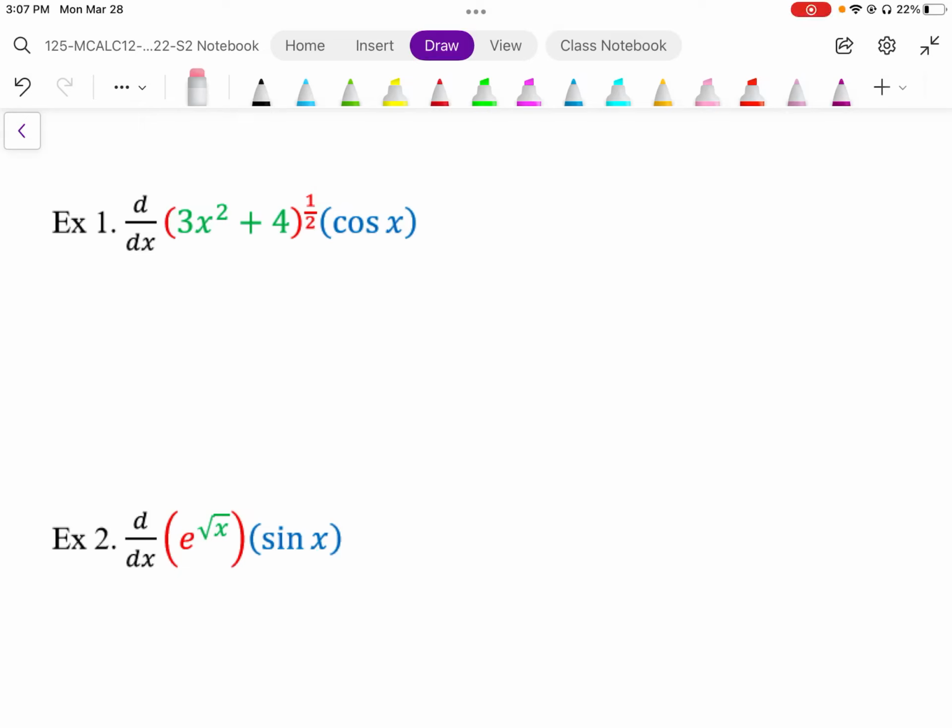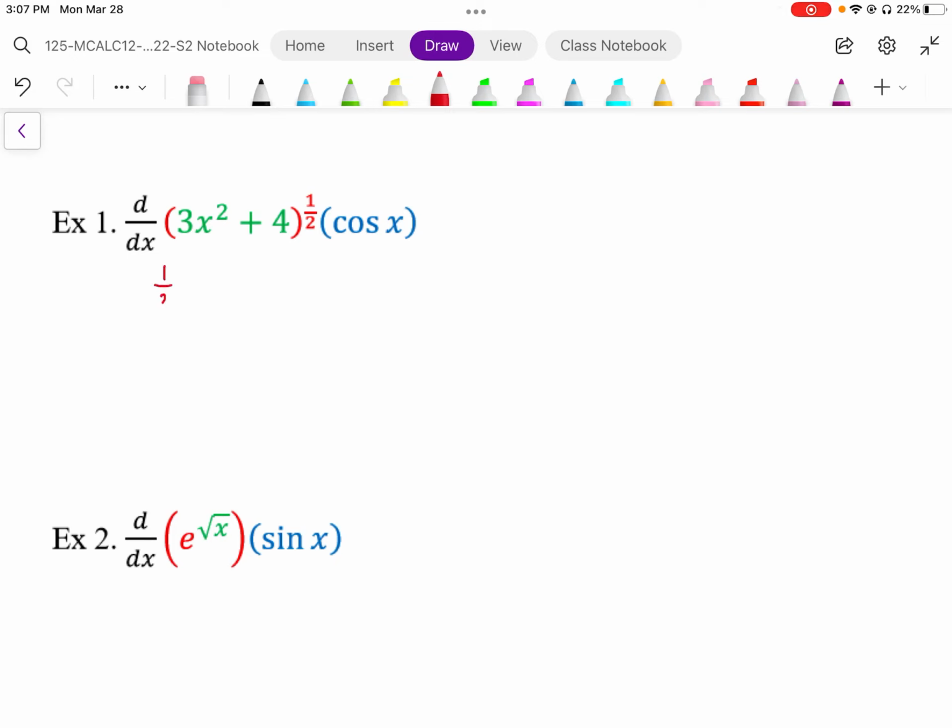Practicing with derivatives, in example one, we have a product of two functions and we have an embedded function, so we're going to need to have chain rule. So I have my product of this term and this term here, and I have the embedded 3x squared plus 4 inside the 1/2 exponent.